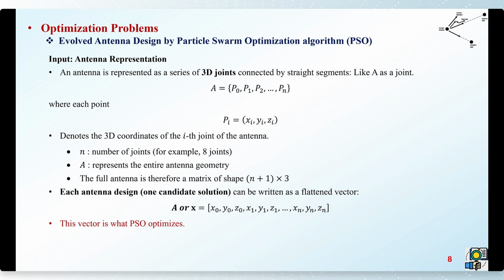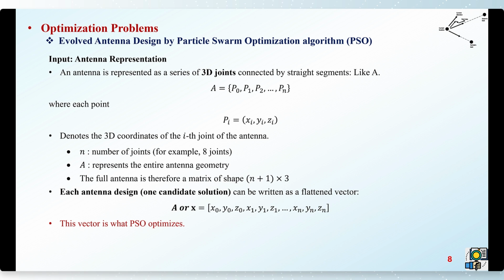Now we start the whole process of evolved antenna design by the PSO algorithm, from input, processing, objective function, and the output. The input here is going to be an antenna, which is represented as a series of 3D joints connected by straight segments. Like A is an antenna which has n number of joints, each represented by P. So basically each P is a joint, but together they make A, which is an antenna.